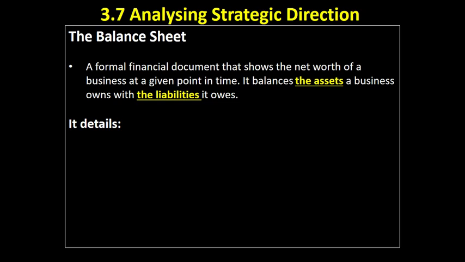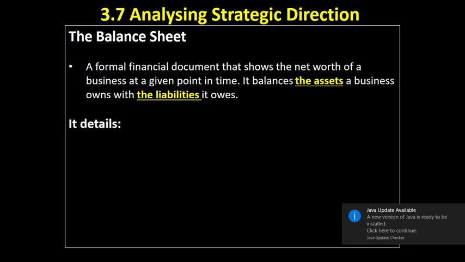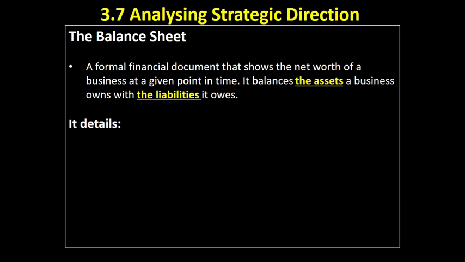PLCs every year are legally obliged to publish financial documents in their annual report. One of them is a balance sheet and one of them is an income statement. So we'll start off with the balance sheet. A balance sheet is a formal financial document. Formal means that it needs to be published, and there are guidelines for how it should be published, the language that needs to be used and how it should be set out.